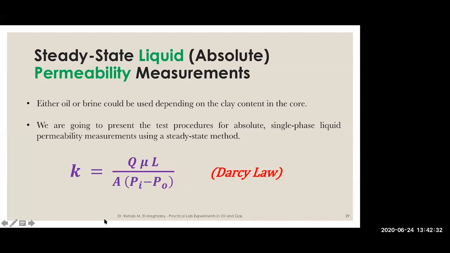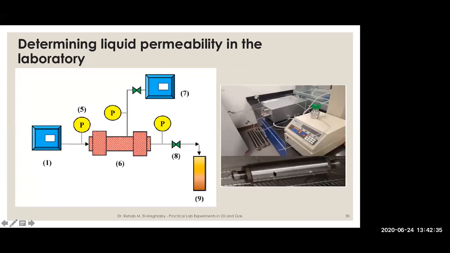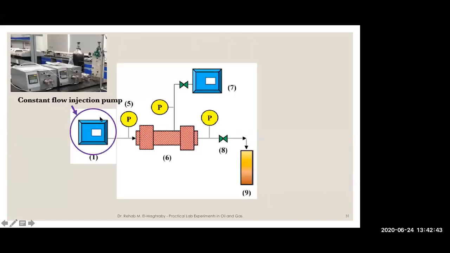This is a sketch of the setup for measuring liquid permeability, and this is the actual setup. What happens here? You have a high pressure, constant flow injection pump. So you can adjust the flow using this pump, like injecting water at 0.5 milliliter per minute or at 1 milliliter per minute. So you can identify the flow rate that you want the brine or the oil to be injected inside the core. You have here a pressure transmitter or transducer.